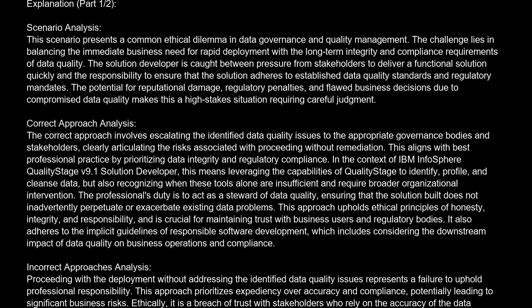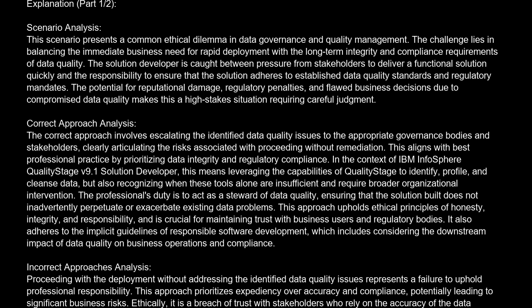Correct approach analysis. The correct approach involves escalating the identified data quality issues to the appropriate governance bodies and stakeholders, clearly articulating the risks associated with proceeding without remediation. This aligns with best professional practice by prioritizing data integrity and regulatory compliance. In the context of IBM InfoSphere QualityStage V9 solution development, this means leveraging the capabilities of QualityStage to identify, profile, and cleanse data, but also recognizing when these tools alone are insufficient and require broader organizational intervention. The professional's duty is to act as a steward of data quality, ensuring that the solution built does not inadvertently perpetuate or exacerbate existing data problems.